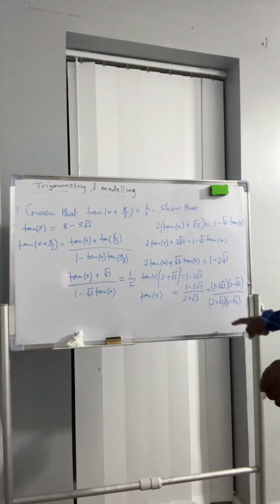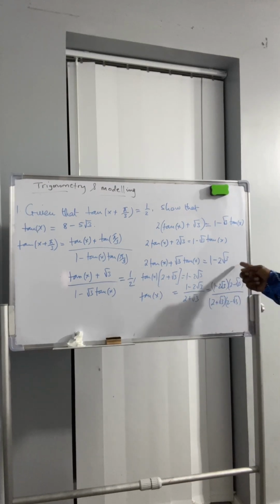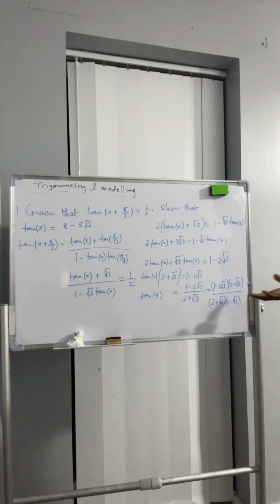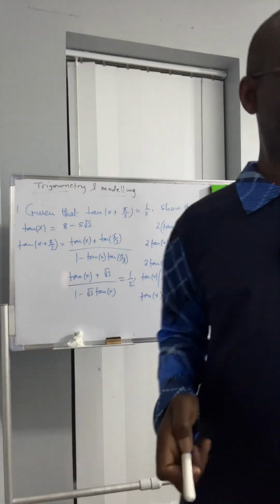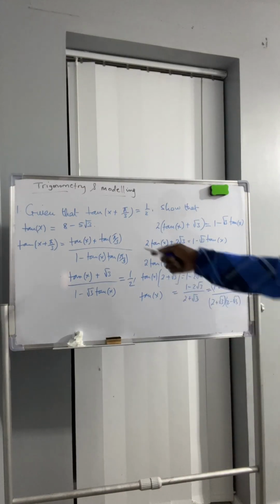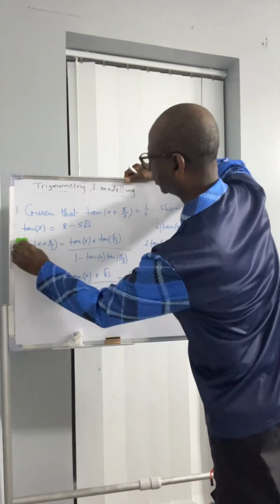That's what I've done here, because you see the 2 minus root 3 is at the numerator and also at the denominator, so they can both cancel. This cancels this one, you get 1. So you still remain with 1 minus 2 root 3 over 2 plus root 3. Right? So now what we do is expand. I'll come back to this side of the board.